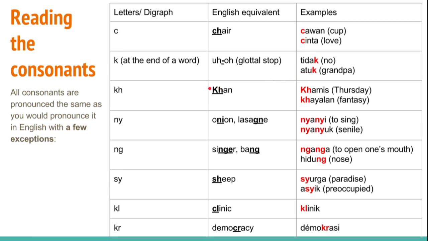Next up, when you combine K and H together, it would have the h sound, as in the English word han. Well, not really English, but you can tell that it would be pronounced han. So the h sound is in there. Examples in Malay, for example, this word khamis, and this one is khayalan.